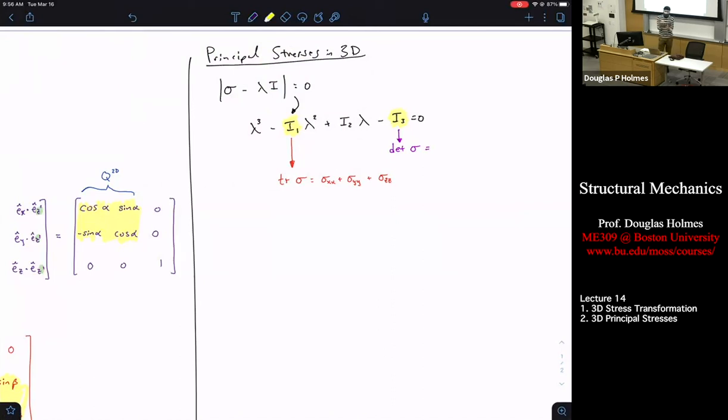The second invariant is something new. It's not quite as clean to write down, but it looks like this. One half times the trace of your stress tensor, squared, minus the trace of the square of your stress tensor. So the first term says calculate the trace and then square it. The second term says square all the components of your tensor and then calculate the trace. And then you just gotta take the difference between the two of them.